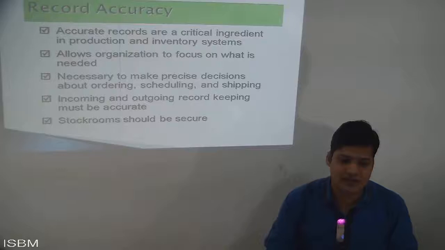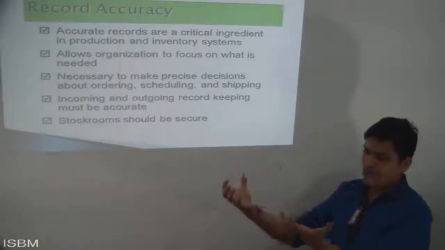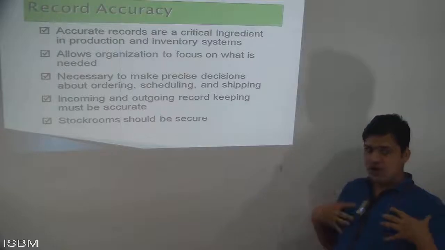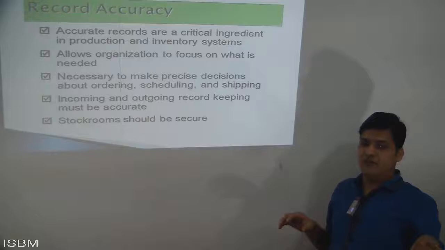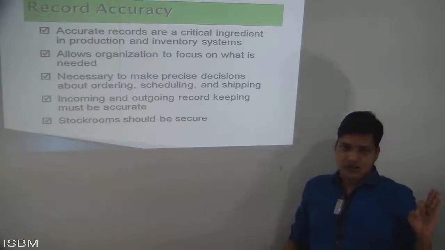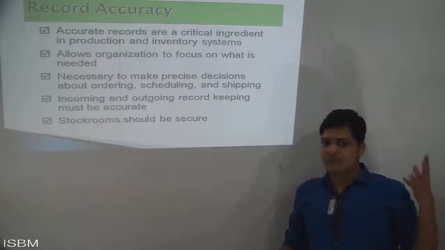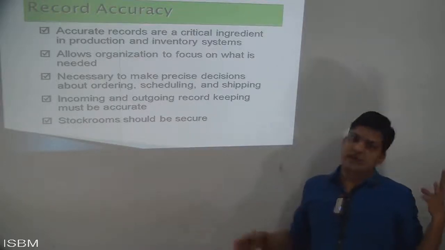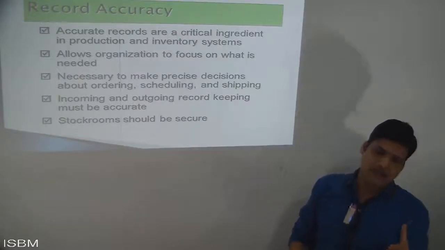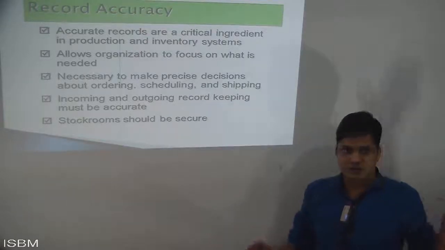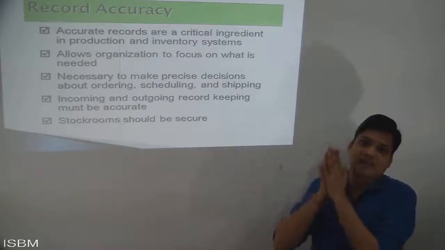Incoming and outgoing record keeping must be accurate. Obviously, what material is coming into your stock and what material is going out of your stock has to be maintained properly. If you don't do these things properly, there will be an issue. That's why there is software, and you have to maintain it. Just 100 Dell laptops have come and 50 have gone, so you have to take care of that. Finally 50 we have in stock.